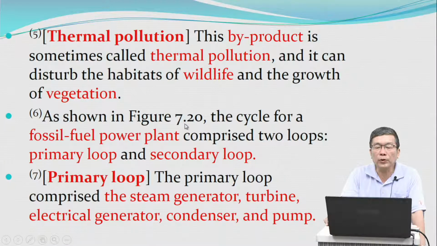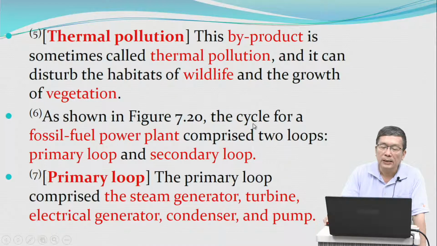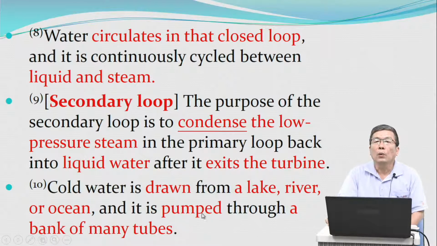As shown in Figure 7.20, the cycle for a fossil fuel power plant comprises 2 loops, a primary loop and a secondary loop. Primary loop. The primary loop comprises the steam generator, turbine, electric generator, condenser, and a pump. Water circulates in that closed loop, and it is continuously cycled between liquid and steam.